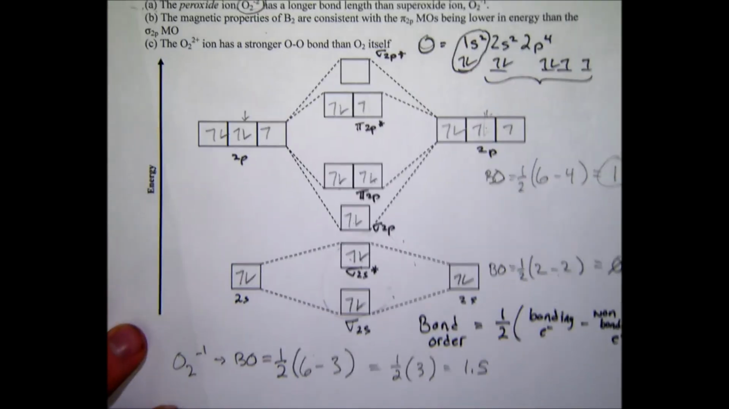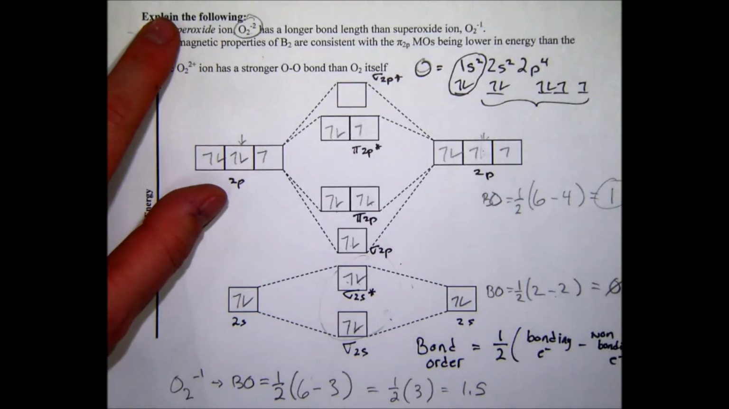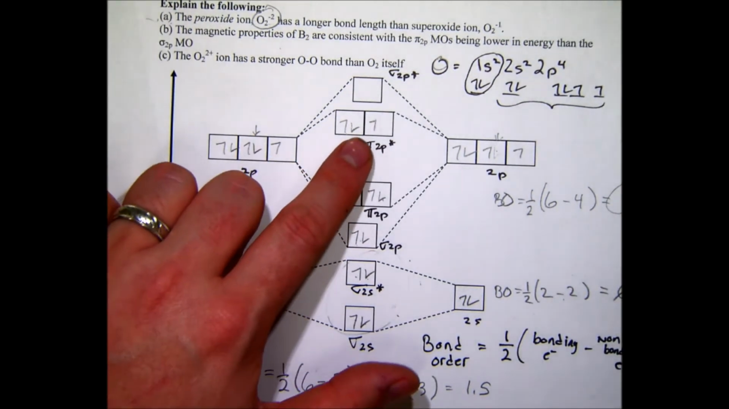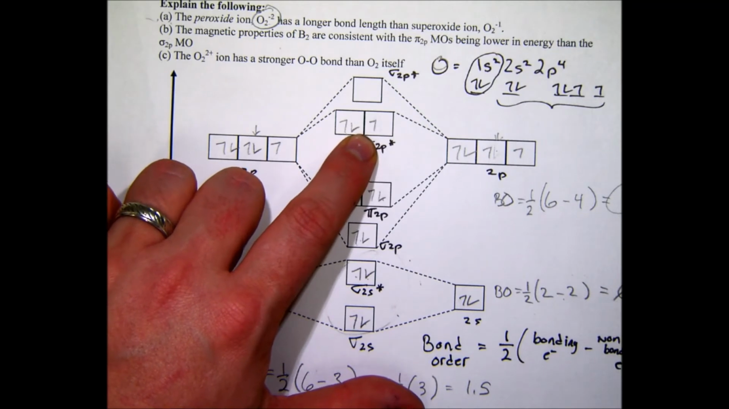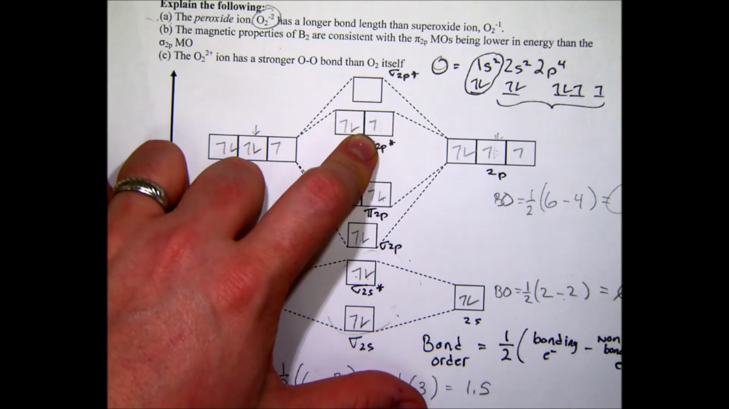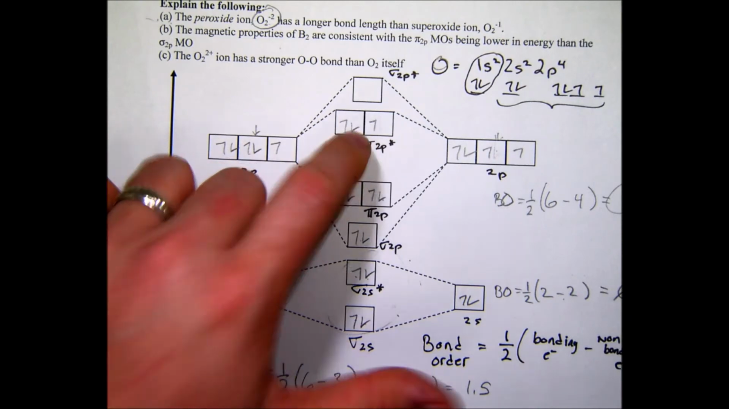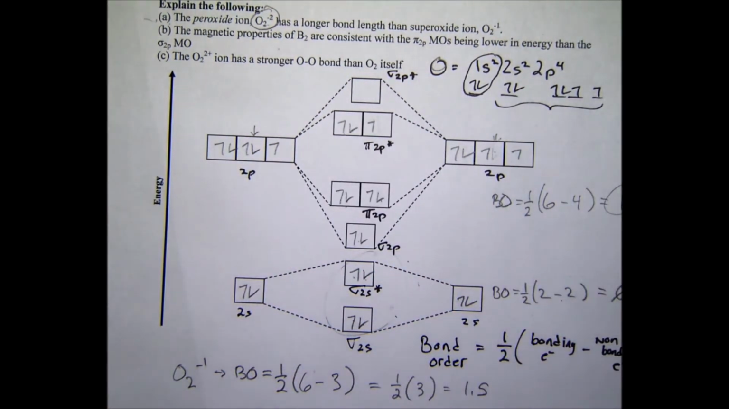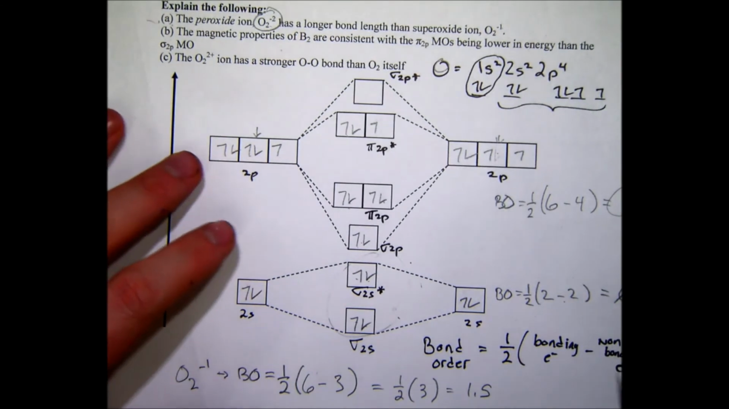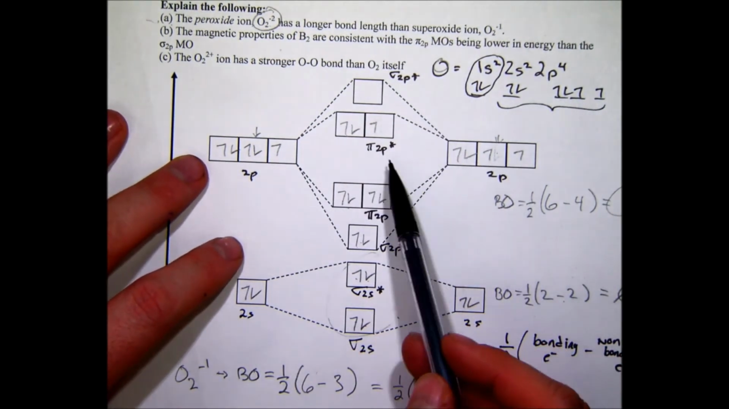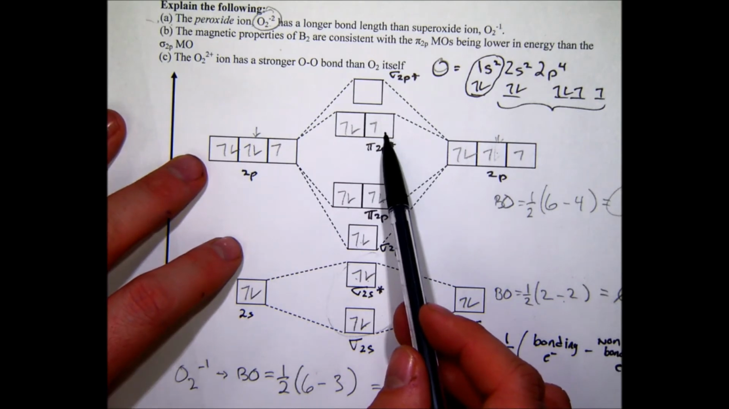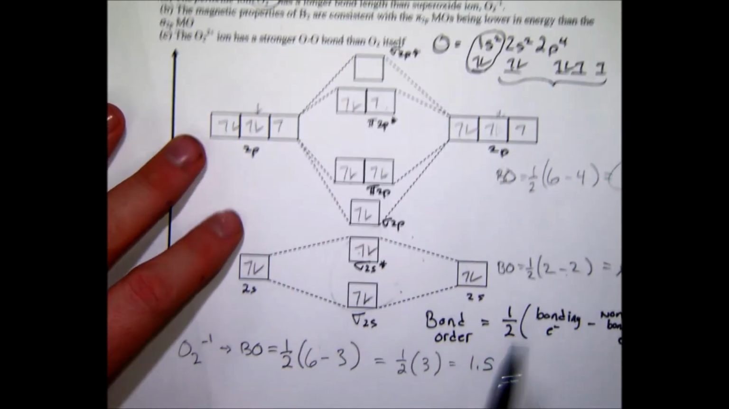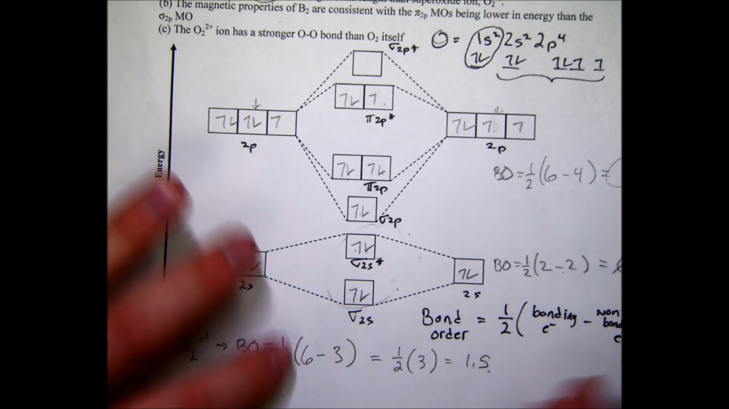So the question is simply asking us to explain why the peroxide ion, O2 minus 2, has a longer bond length than the superoxide ion. And it's very simple. The peroxide ion has more antibonding electrons, more electrons involved in destructive interference. So that's going to cause the molecules to separate more. The bond will be weaker and therefore longer. However, the superoxide ion has fewer antibonding electrons, therefore the bond order is going to be higher, making that bond tighter and closer together.